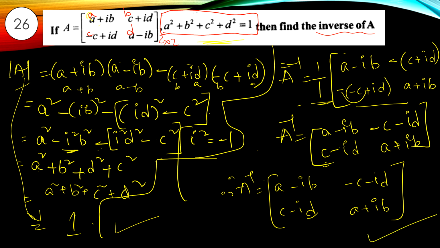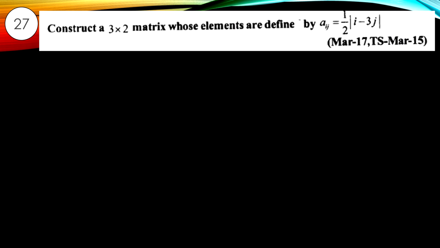Okay, next question. Yeah, this question is important for Telangana candidates. So see here, construct a 3 by 2 matrix. So we need to build a 3 by 2 matrix whose elements are defined by aij is equal to half modulus of i minus 3j. So by using this condition, we need to construct the 3 by 2 matrix.